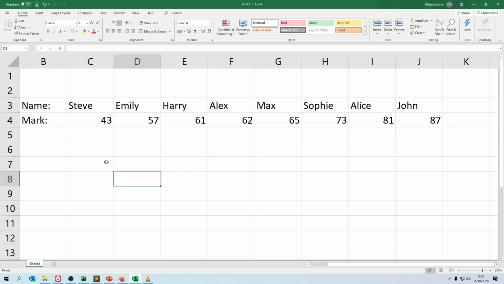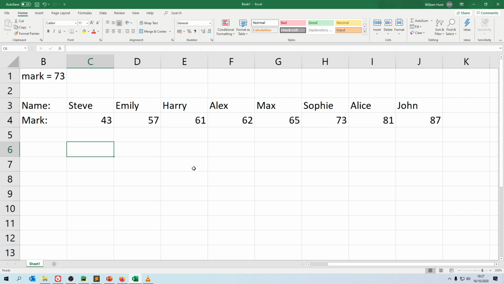Linear search takes a set of data and it literally does what you would do if you had no knowledge about the data, and it just checks them one by one. So let's say your task is to find the person whose mark equals 73. If that's your task, the linear search will literally search through each element one by one. So it starts and goes, right, so Steve, his mark is 43, it's not Steve. Emily, her mark is 47, not Emily. Not Harry, not Alex, not Max. Aha, Sophie's mark is 73. We've found the correct answer. Sophie is the answer. That's linear search. You just go 1, 2, 3, 4 until you find it.